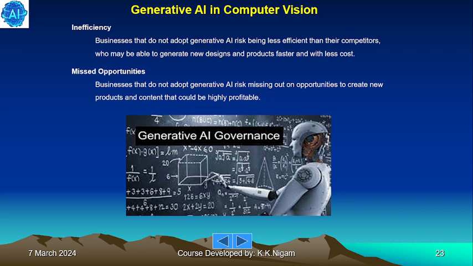Inefficiency. Businesses that do not adopt generative AI risk being less efficient than their competitors, who may be able to generate new designs and products faster and with less cost. Missed opportunities. Businesses that do not adopt generative AI risk missing out on opportunities to create new products and content that could be highly profitable.